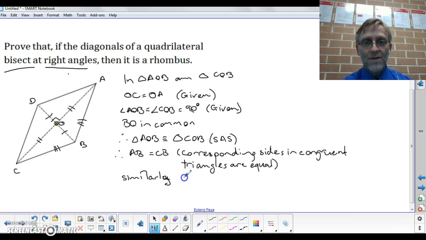Similarly, triangle COB is congruent with triangle COD. Okay? And I'm just relying on the person reading the proof to be sensible enough to know that they can do an SAS proof on those two triangles. Therefore, CD is equal to CB because corresponding sides in congruent triangles are equal.